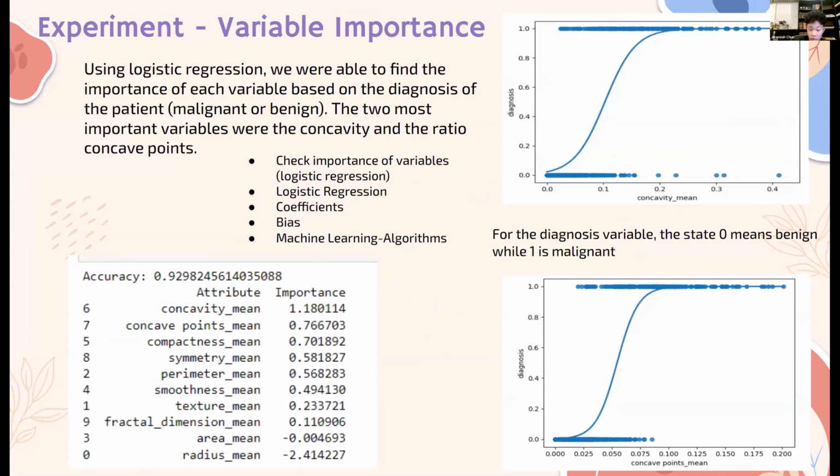So from those graphs, we concluded that the variables with the highest correlation will have the highest importance in finding out what type of tumor is present in a patient. And using logistic regression, we were able to find those coefficients, or the importance of each variable in the overall equation of our target variable.